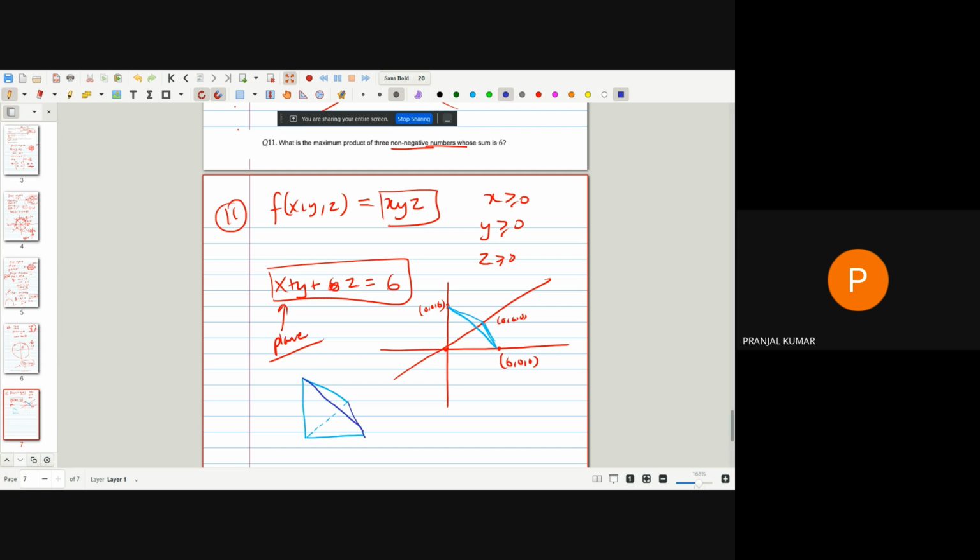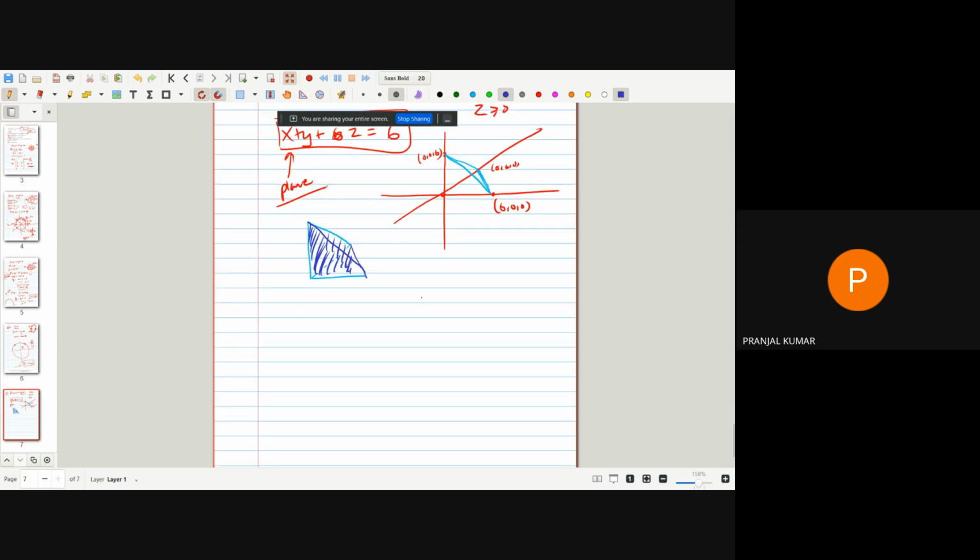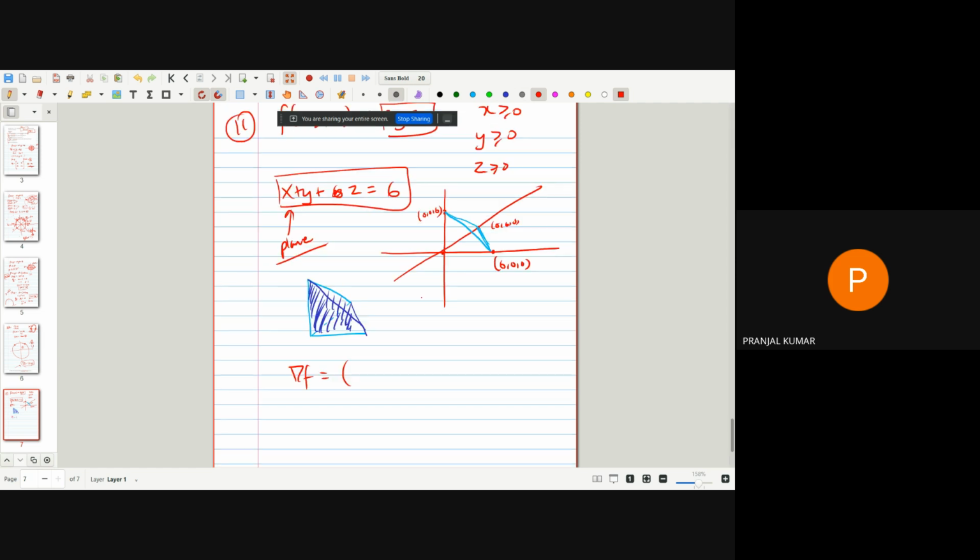Okay, so basically, this is your entire domain, this three-dimensional region, or you can say pyramid. Now you have to use the same procedure again. So delta F would be YZ, XZ, and XY. You have to equate it to 0, 0, 0.